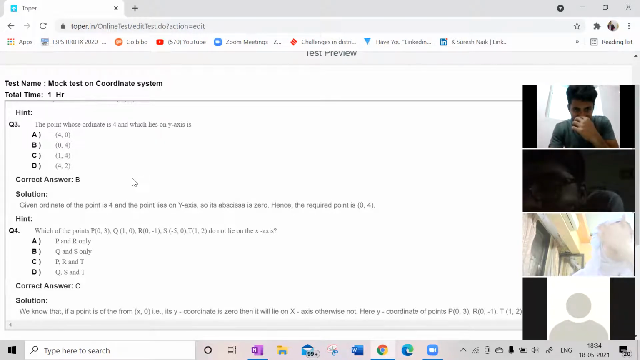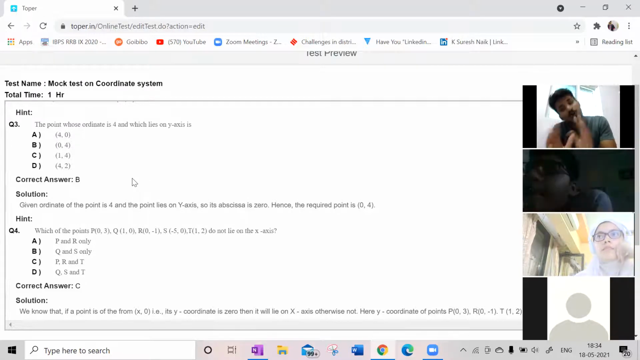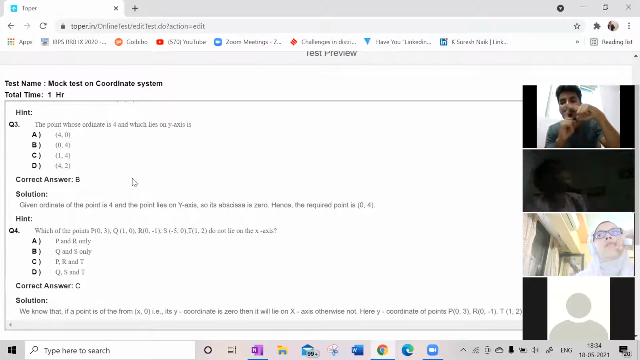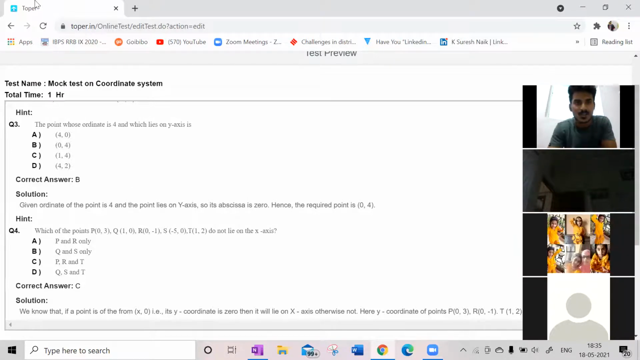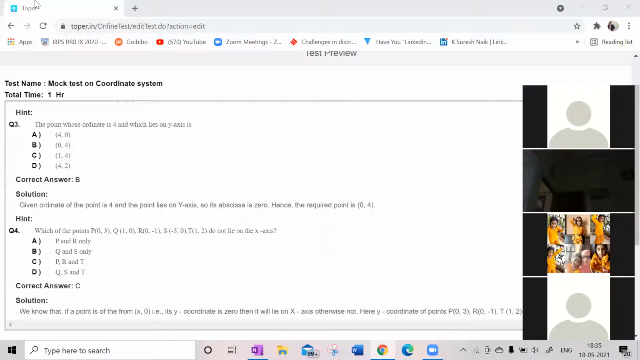Sir, does 0 lie on the x-axis or y-axis? Both. 0 lies on both the x and y axis. This is my x: the horizontal line will be x. The vertical line will be y. The point of intersection of these two axes is going to be (0, 0), the origin. Getting my point? Yes, sir.